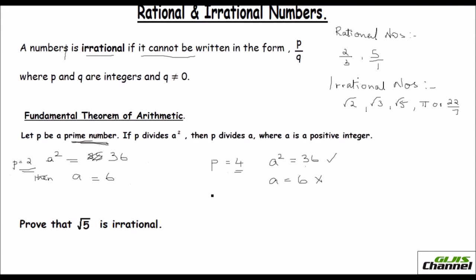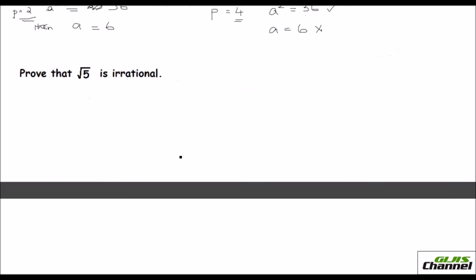Let us do one problem here where we are going to prove that root 5 is irrational. To prove that the square root of 5 is irrational, let us first make an assumption: root 5 is rational. So first I assume it to be rational, and I prove that my assumption is wrong, and hence the square root of 5 is irrational. That is what I have planned to do.